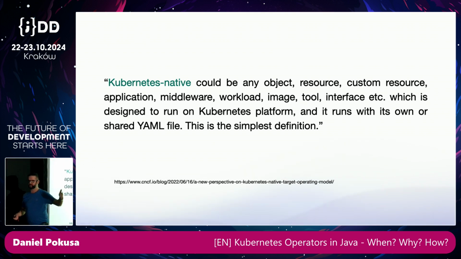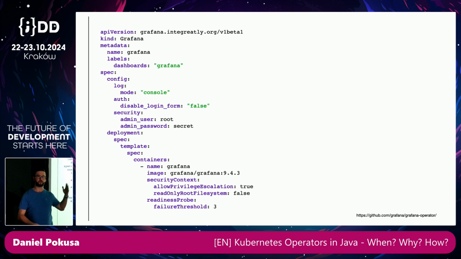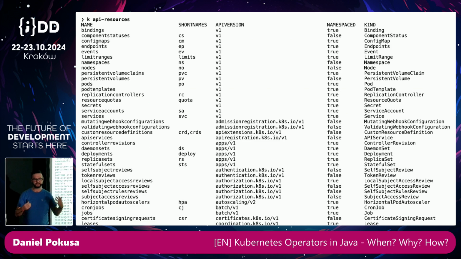Kubernetes native could be any object, resource, custom resource, application, middleware, workload, image, tool, interface, etc., which is designed to run on the Kubernetes platform. That's the first important fact. And it runs with its own shared YAML file. This is the simplest definition. So if you are creating an application using a deployment in Kubernetes, you didn't create a native Kubernetes application. It's not Kubernetes native. To deploy Kubernetes native, you will need to create your own YAML file, like this Grafana file. This is native Grafana, for example. And there are a lot of native resources for Kubernetes.